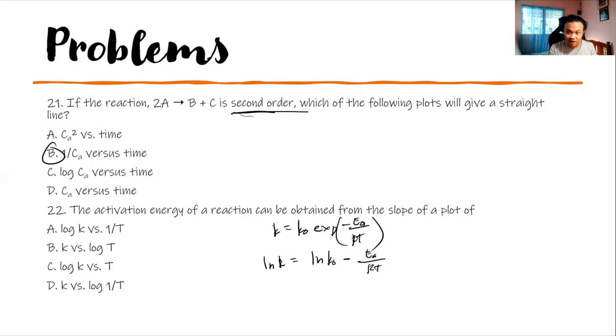So we have ln k, or the logarithm of k, and then we have this here also. This is the y-intercept, and we have to find the slope. So the x value is 1 over T, and the y value is ln k. And then the slope is negative Ea over R. So 22 is letter A.